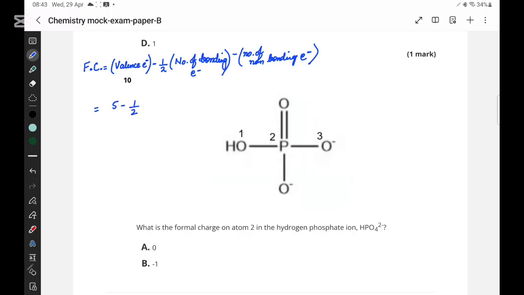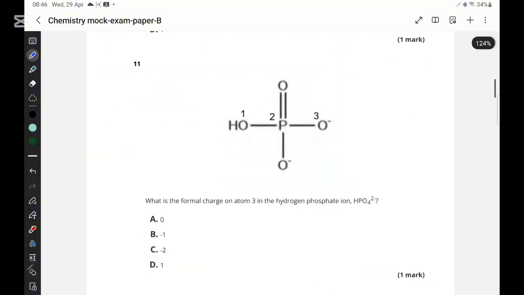What are the bonding electrons for phosphorus? 1, 2, 3, 4, 5, 6, 7, 8, 9, 10. So there are 10 electrons present there, minus the number of non-bonding electrons. There is no non-bonding electron present on phosphorus, so you get 0 there. So 5 minus 5 minus 0, the answer comes out to be 0.